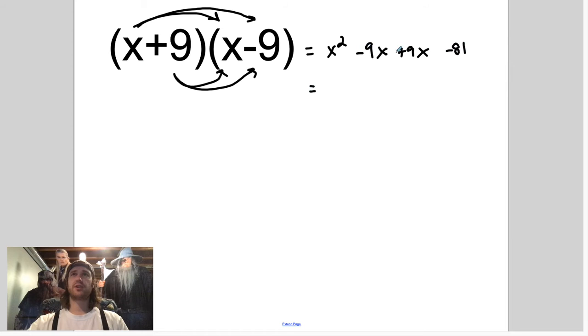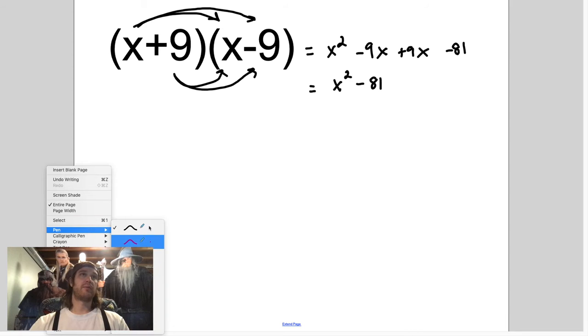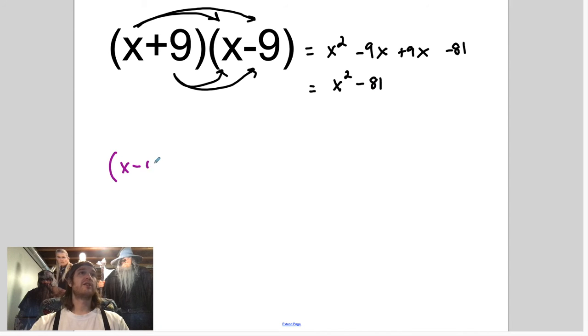So we have our two like terms, or the two x terms. And since they are the same magnitude, they're both 9, but one is positive and one is negative, the coefficient is then 0, so the term goes away, and all we're left with is x squared minus 81. All right, let's do another one. How about x minus 4 times x plus 4? Let's take a look at this one.